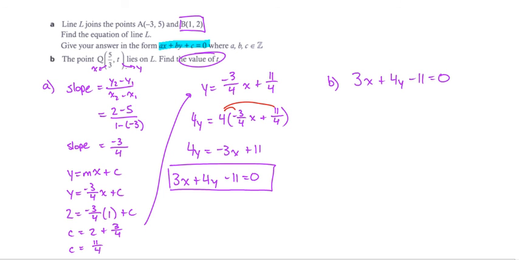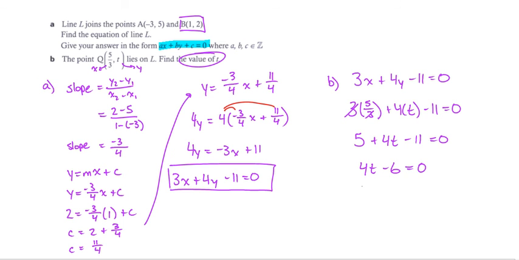So again, I'm going to substitute in my unknowns. My x value is 5 over 3, and my y value is t. And then I can work through this to solve for t. So here my 3 divided by 3 is 1, so that becomes 1, and this just becomes 5. This is 4t and minus 11. So 5 minus 11 is negative 6. So 4t minus 6 equals 0.